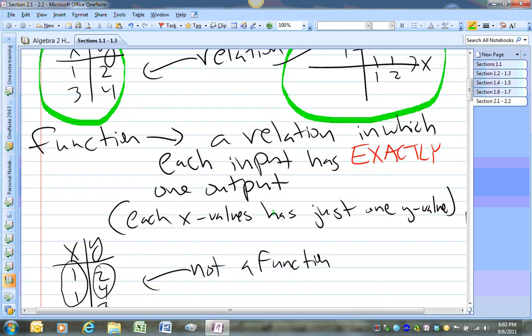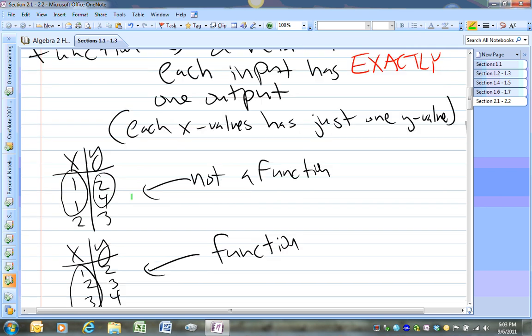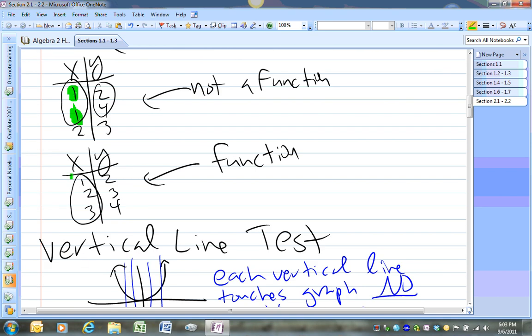A function is going to be a relation in which each input has exactly one output. So each x value has just one y value. If you see an x value show up more than once, that's not okay. As you see here, you see how x shows up twice, and of course there's two different y values, 2 and 4. That's not a function. This is okay because all these right here are different.